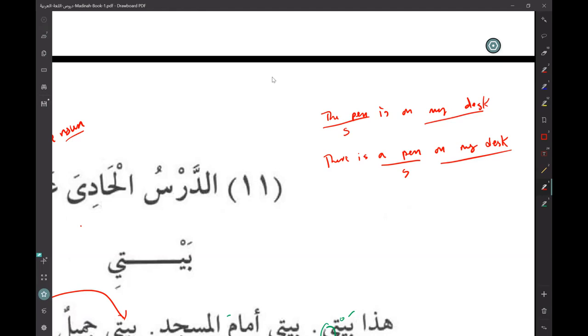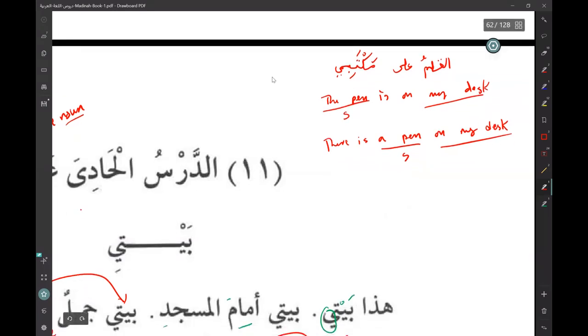So here is very easy. You can say al-qalamu ala, what? My desk. Maktabi. Yes? Everybody agrees with that? Al-qalamu ala maktabi. Translation is good? Okay, alhamdulillah. So the pen is on my desk.